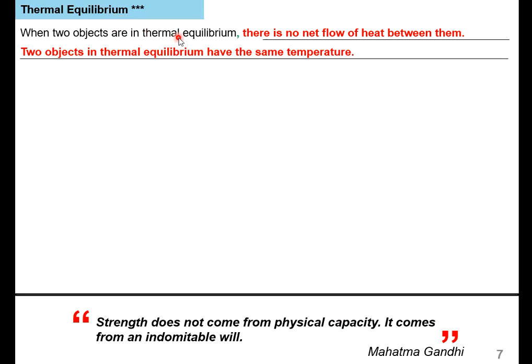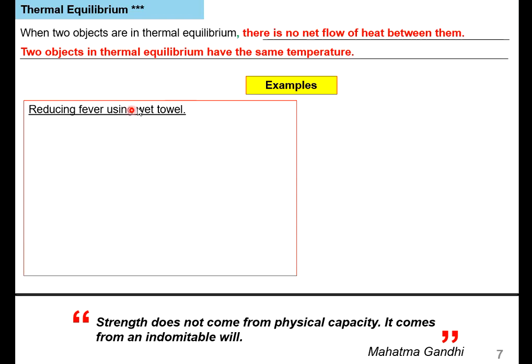Okay, thermal equilibrium definition. When two objects are in thermal equilibrium, there is no net flow of heat between them. Two objects in thermal equilibrium have the same temperature, like what I said just now. Two conditions that must be met for thermal equilibrium are no net flow of heat and same temperature. Examples, how we use thermal equilibrium.